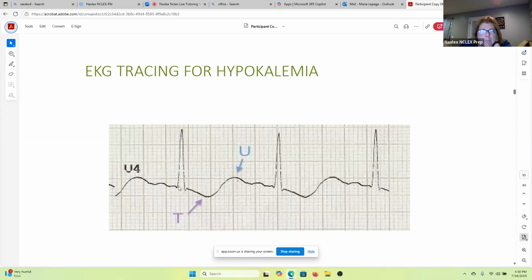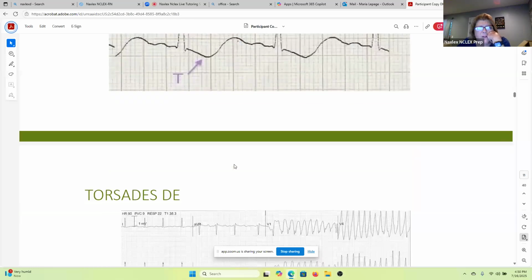And remember, Q, R, S, T. So typically, this is elevated, or amplified in a positive manner. In your hypokalemia, this T wave is depressed. And then we have a very pronounced U wave, which is right here. There is also a prolonged QT interval, which would be your Q to T, which would be right here. So we can see those.